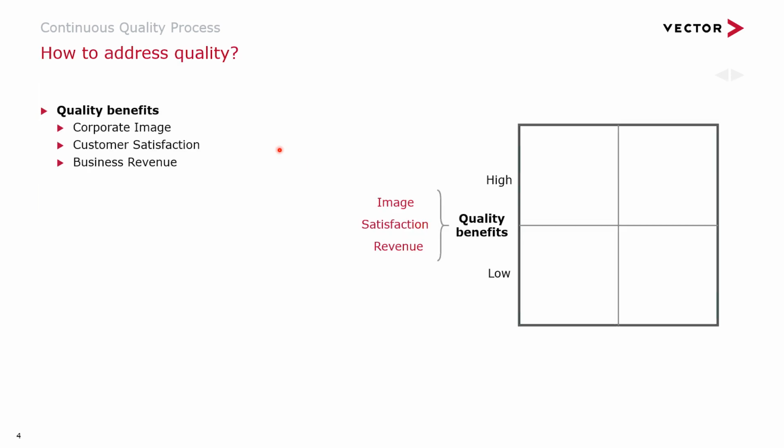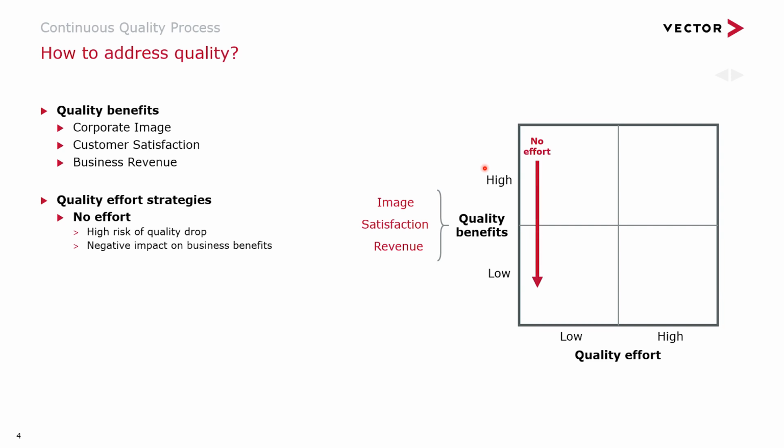So how to address quality? Well, the benefits first. What we aim for is to have a good corporate image, customer satisfaction, and business revenue. So all of these benefits will depend on your quality strategy. What's the first strategy? No strategy. If you do nothing at all, maybe you are getting lucky and your project does good. So good corporate image, customer satisfaction, and business revenue. But if you do nothing to maintain this, there is a good risk that these benefits will decrease in time.